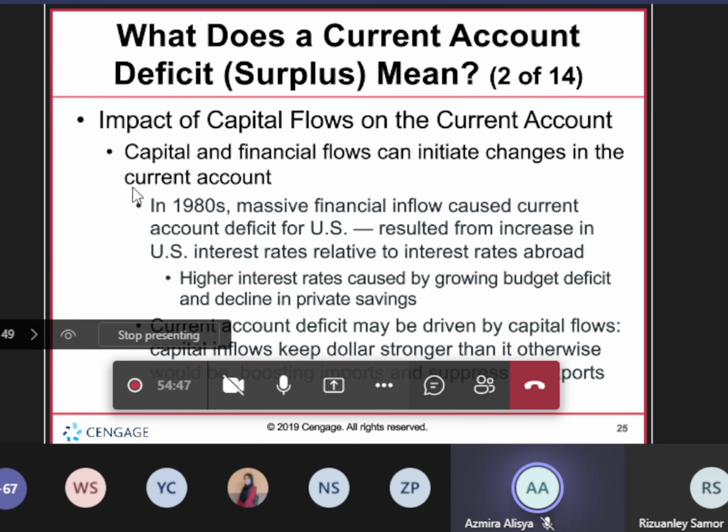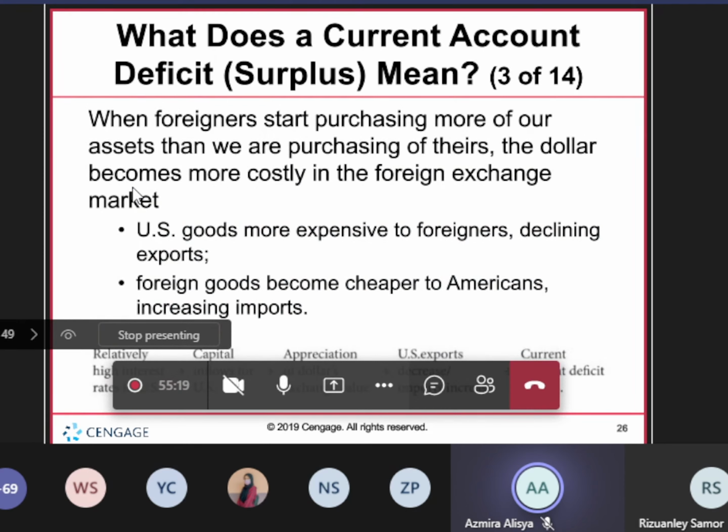Current account deficit may be driven by capital flows. Capital inflows keep the dollar stronger than it otherwise would be. When the dollar is strong, you import more, because it is cheaper for you to import. So when foreigners start purchasing more of our United States assets than we are purchasing of theirs, the dollar becomes more costly in the foreign exchange market. So US goods are more expensive to foreigners and exports will decline. Foreign goods become cheaper to the Americans, so imports increase.